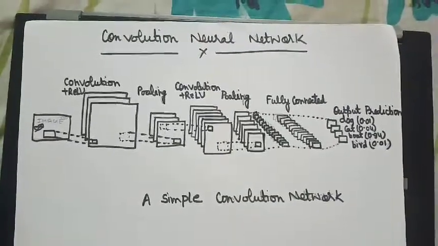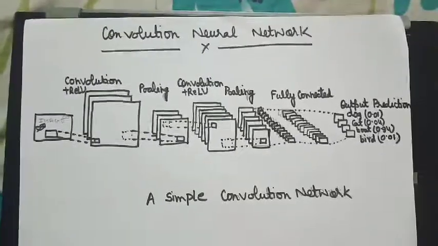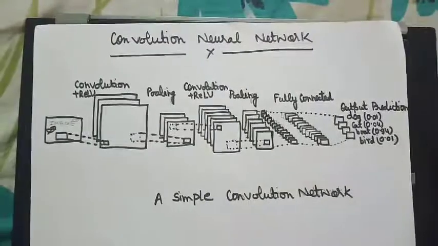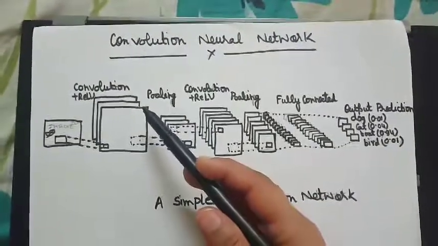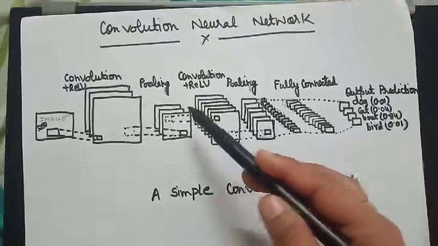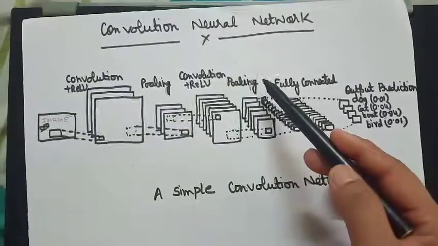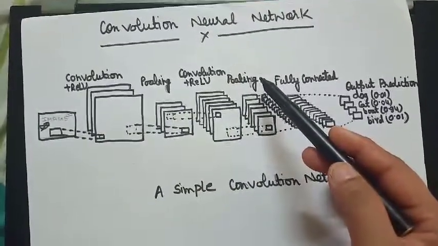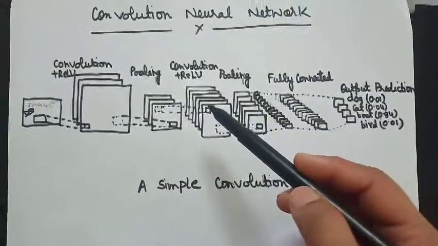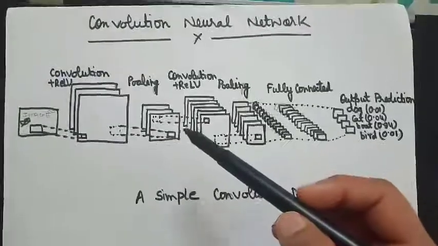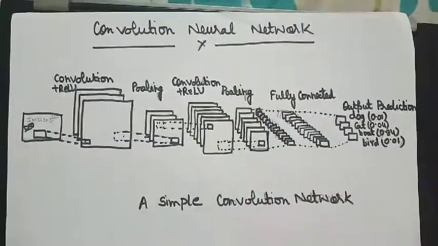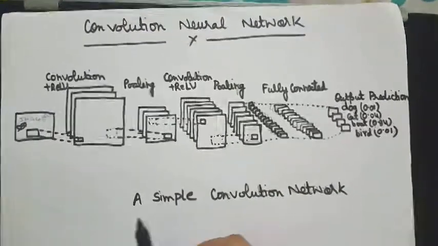There are basically four operations which are used in a convolutional neural network. The first one is convolution, the second one is non-linearity, the third one is pooling, or we say subsampling, and the last one is classification or the fully connected layer. So we will see these operations one by one. First of all, we see the convolution operation.